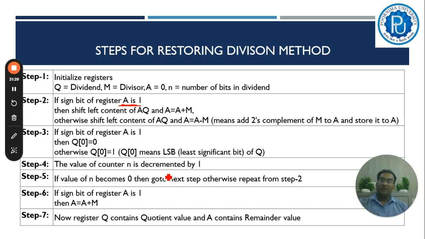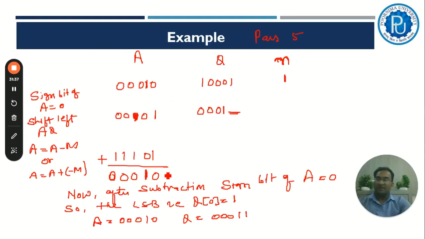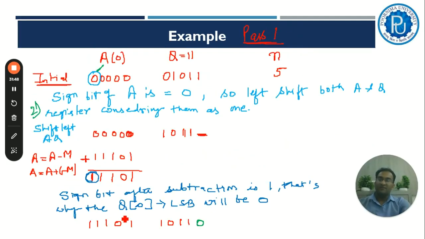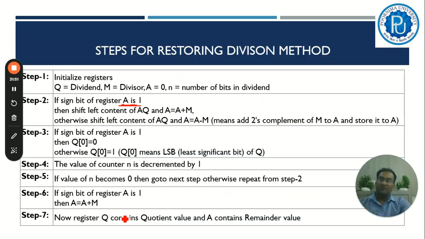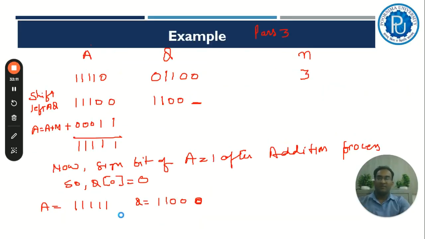Now check the sign bit of A at the end. Let us suppose here in this case in pass 5, we had the sign bit equal to 0, so this was the final answer. But if in this case the sign bit of A comes out to be 1, then we have to perform the addition process, that is A equals A plus M, which will give us the final answer there. So now after this final step, the quotient is held by the Q register, and the value of A gives us the remainder of the division method. So this was the non-restoring algorithm.